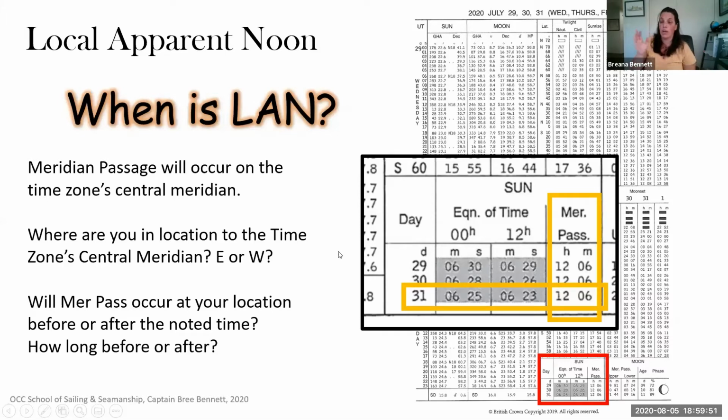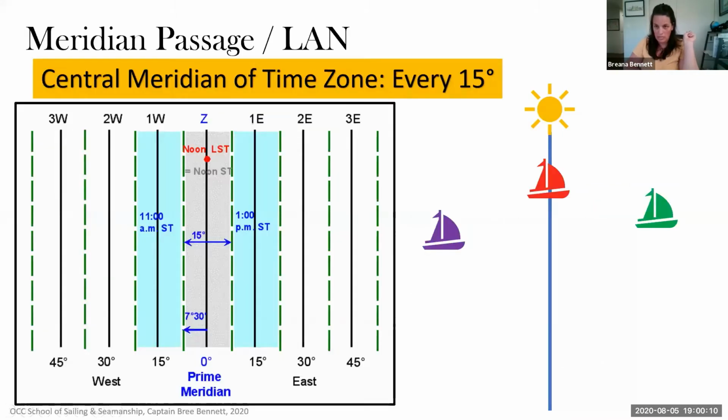Now, where are we in relation to that central meridian? Are we to the east or west? So will the meridian passage happen at the central meridian before or after it passes us? Are we to the east or west of it? So let's look at that in picture form, because you know me and my little drawings here.